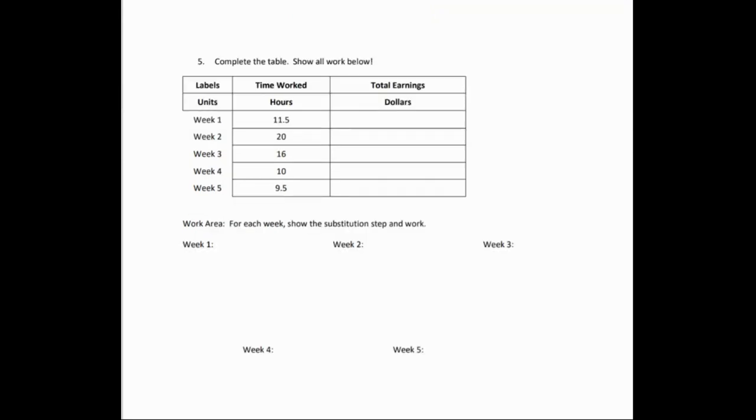All right, so once we have that, now we're going to complete a table. We're going to see tables a lot coming up. If we look at this table, our left side is talking about each week. Our second column is the time worked, and when I talk about time, we want to be specific with our unit. In this case, we're talking about hours. And then our last column is our total earnings.